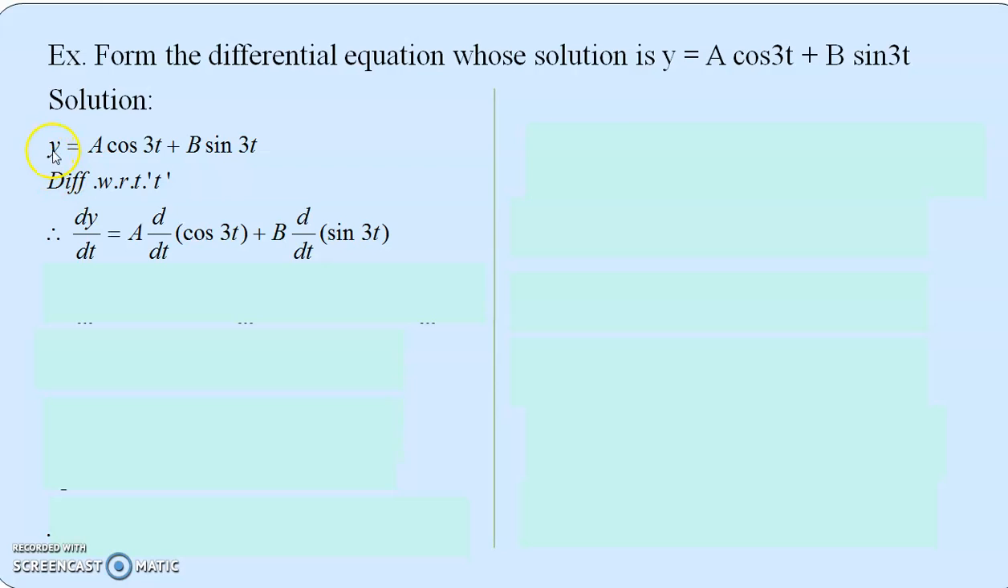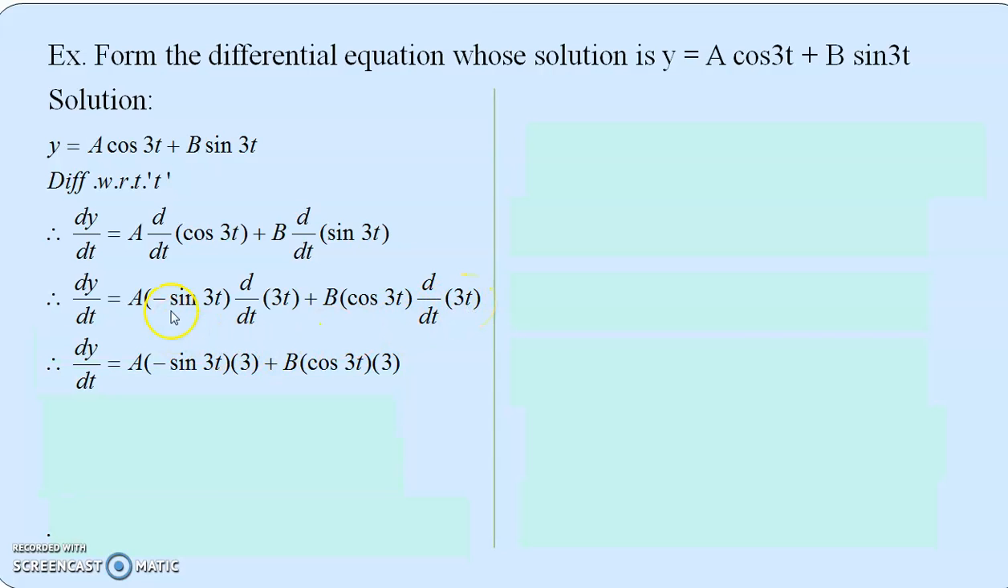So we get the derivative of y with respect to t is equal to a is the constant term, derivative of cos 3t, plus b is the constant term, derivative of sin 3t with respect to t. And it is nothing but a is the constant term as it is. The derivative of cos 3t is minus sin 3t. But here it is a composite function, so again take the derivative of 3t. Plus b is the constant term as it is. Derivative of sin 3t is cos 3t, and again take the derivative of 3t.